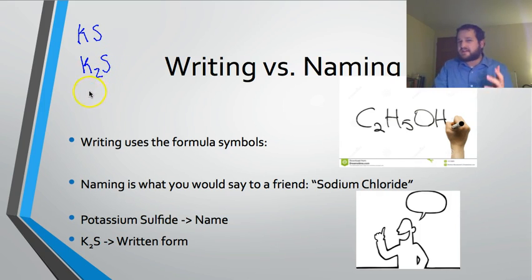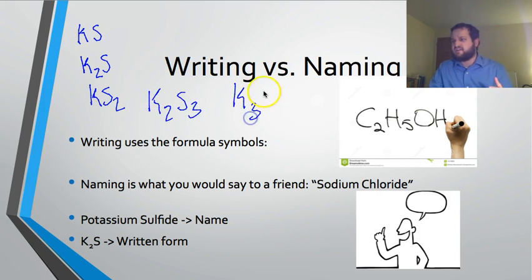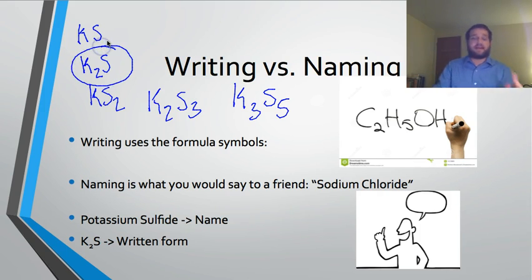But why is it K2S and not KS2, or K2S3, or K3S5, right? There are an infinite number of combinations that we could use here. So what is it about potassium and sulfur that makes it K2S and none of the other ones? Well, we're going to take a look at that.